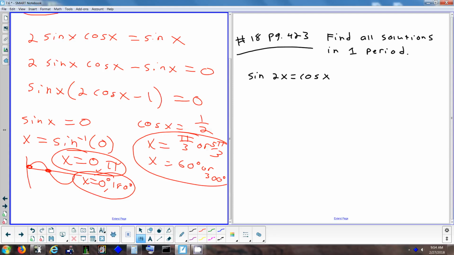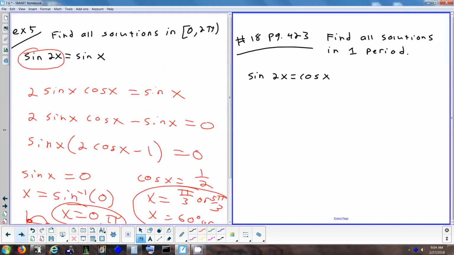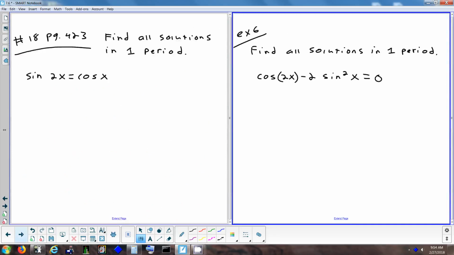If you were going to solve number 18, you would pretty much do the exact same thing. Almost identical problem. Example 6, that's a little different, but it's nothing you haven't dealt with before. So if there's one like that in the homework and you want to look at it, we can tomorrow.